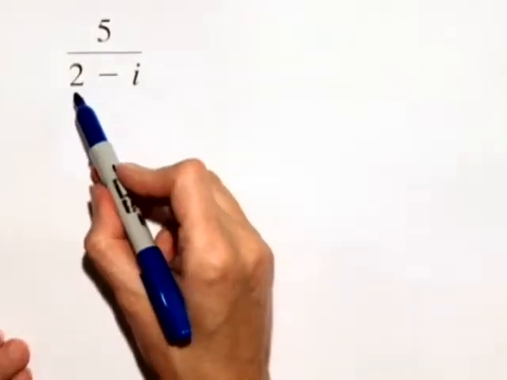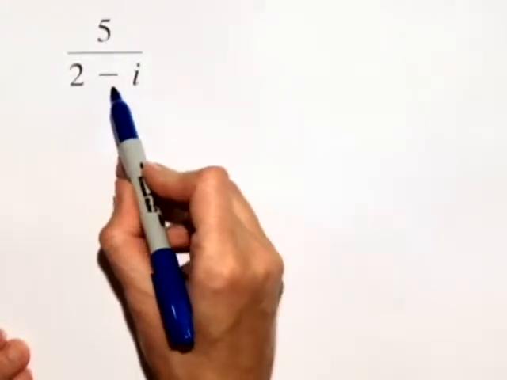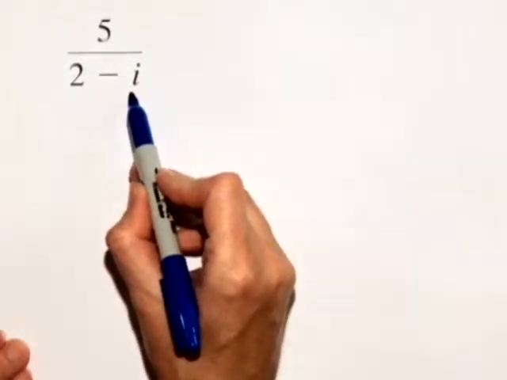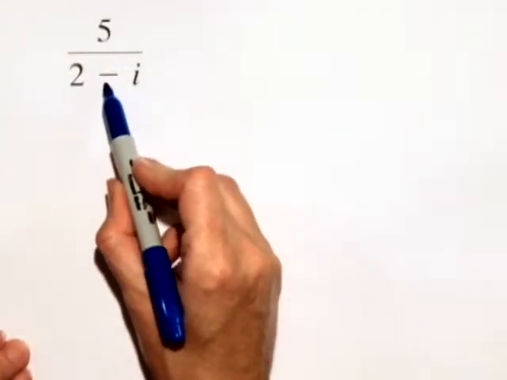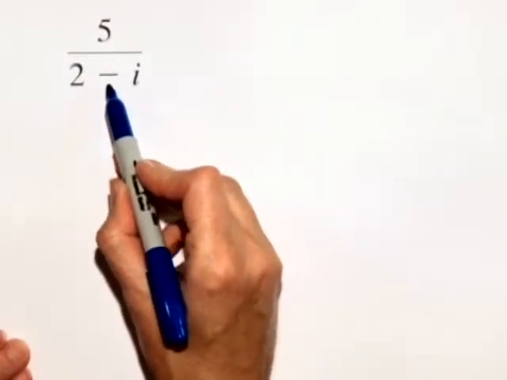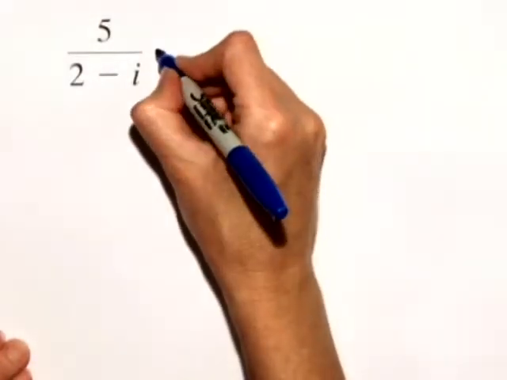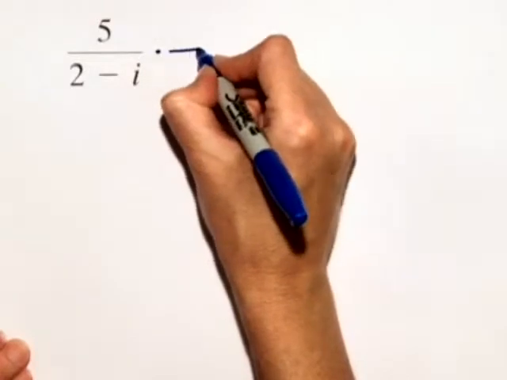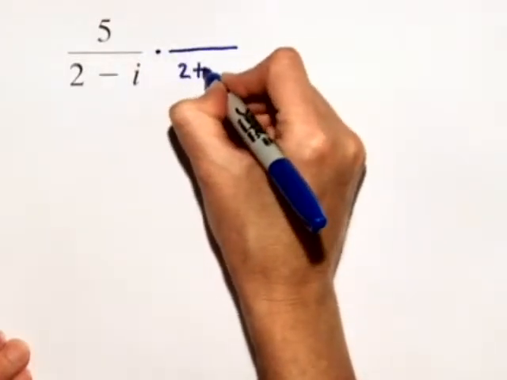And the complex conjugate looks just like this complex number 2 minus i with one exception. We change the sign in the middle, the sign in front of the i. So the conjugate of 2 minus i is going to be 2 plus i.